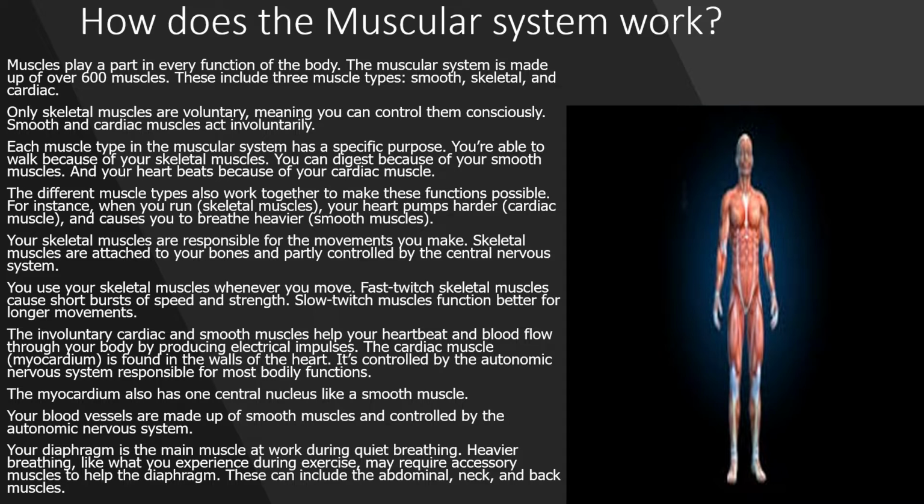The cardiac muscle, myocardium, is found in the walls of the heart. It's controlled by the autonomic nervous system, responsible for most bodily functions. The myocardium also has one central nucleus, like a smooth muscle. Your blood vessels are made up of smooth muscles and controlled by the autonomic nervous system.